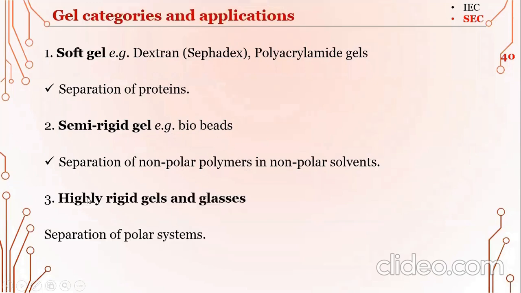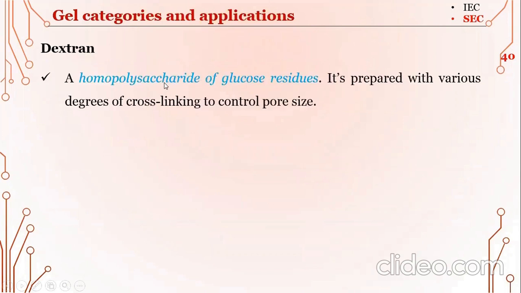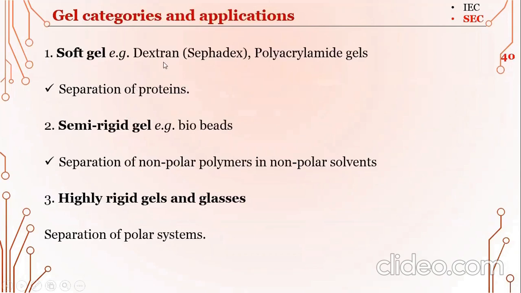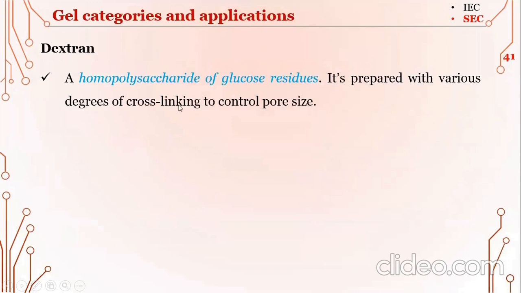And the third category is high rigid gel and glasses. So there are certain types of glasses being used for this, like zirconium and certain glasses. For the separation of polar systems, high rigid gels are also used, but they are not so common. The soft gels are most common in our case, and they use dextrane, polyacrylamide gels, for instance.